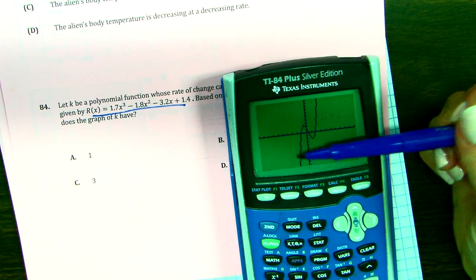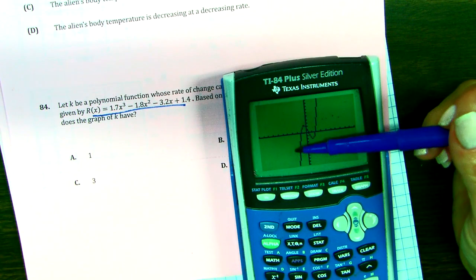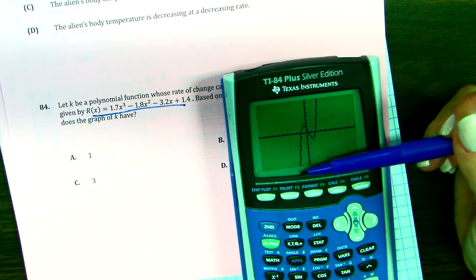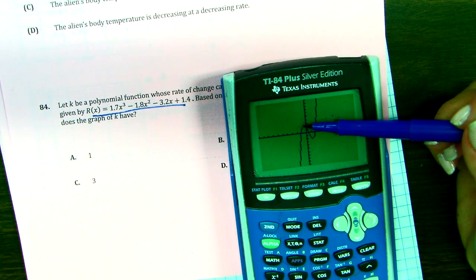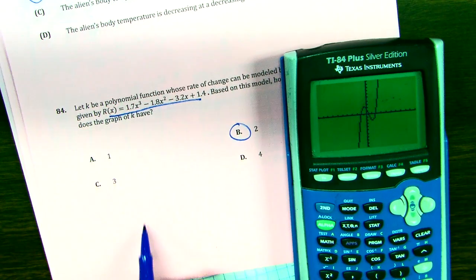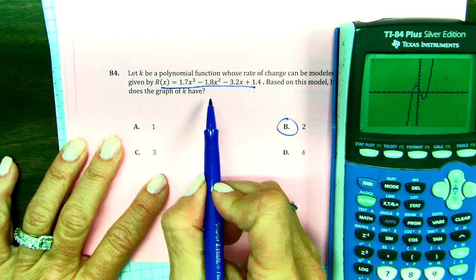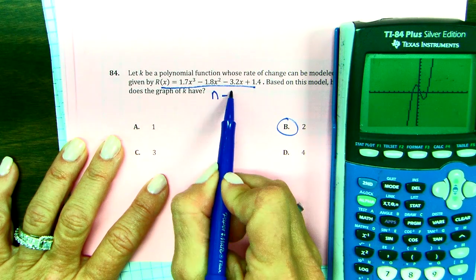Okay, so this is a cubic. It's got the opposite end behavior. It's got the little squiggle in the middle. We have a max here and a min here. That is 2 points of inflection. And there is a very rough rule of thumb for points of inflection, which is the degree minus 1.